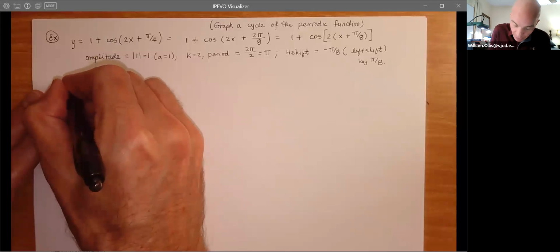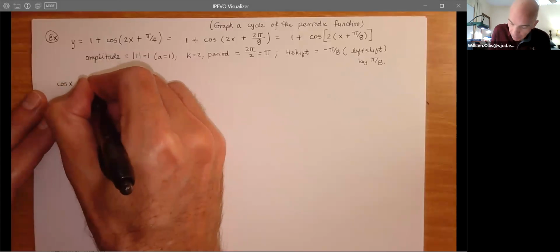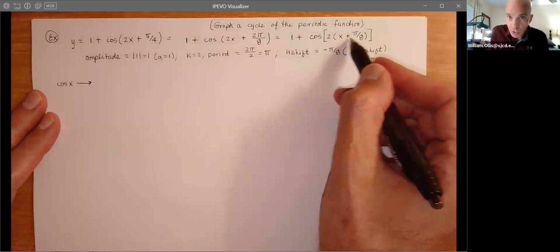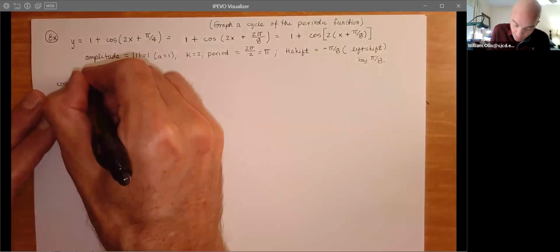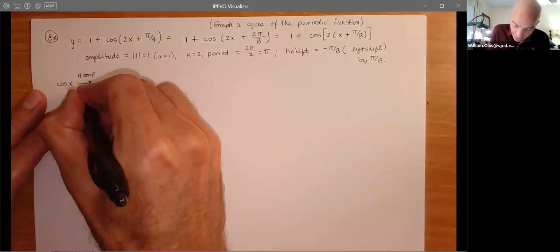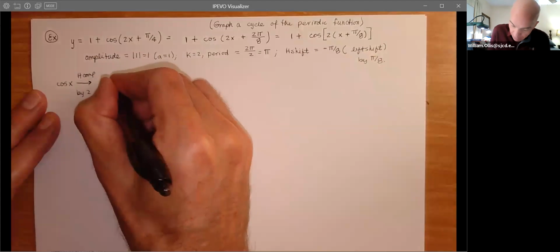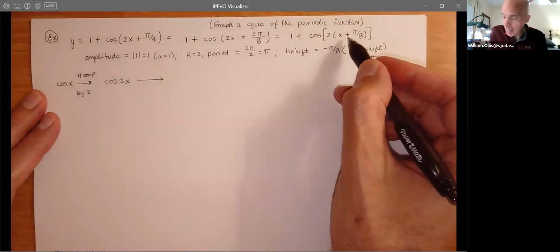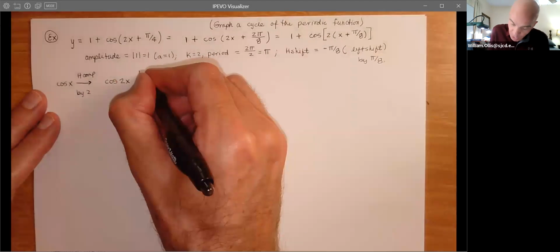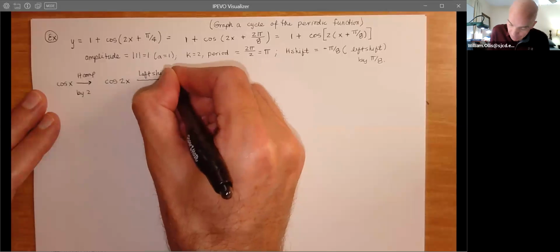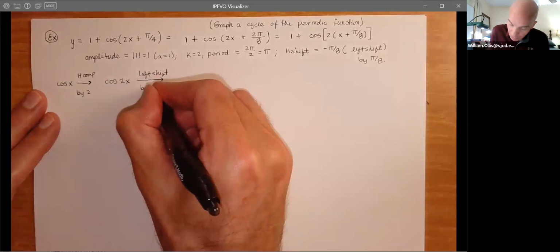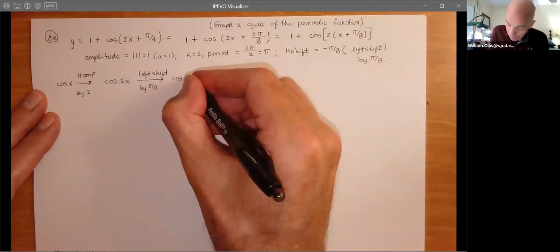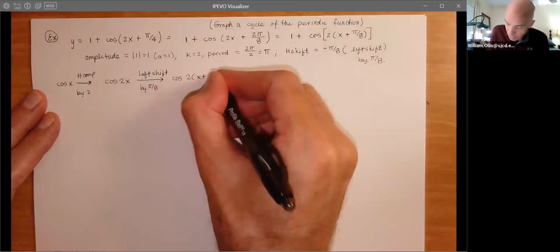So our parent function is cosine x. And here we can go ahead and do the H compression and then do the shift. So do H compression by 2. And now we can replace x with x plus pi over 8. So we do left shift by pi over 8. So this will give us cosine 2 x plus pi over 8.